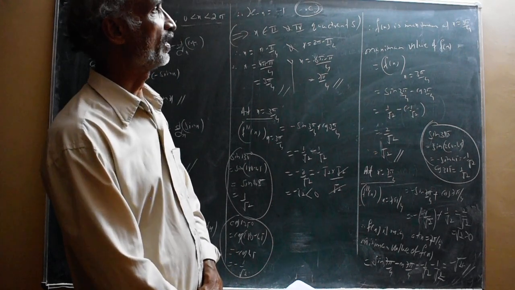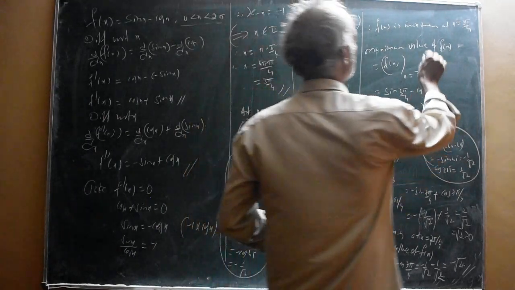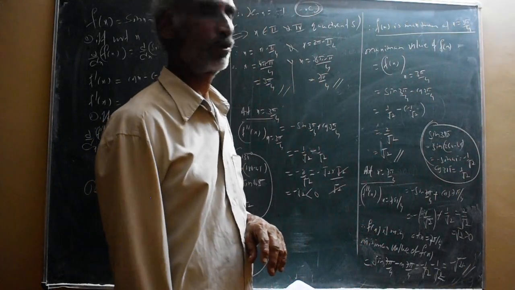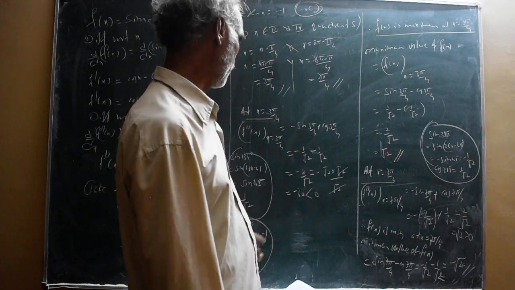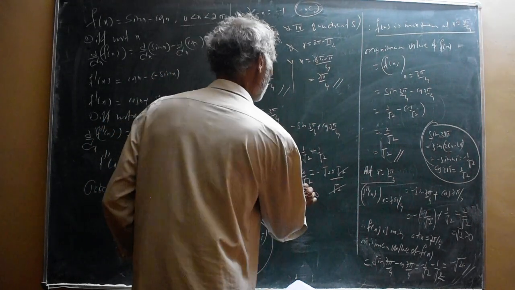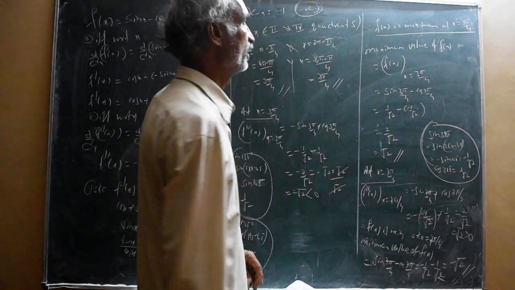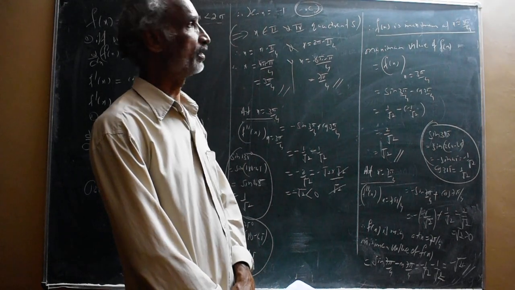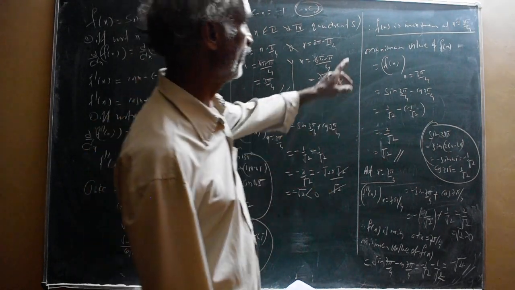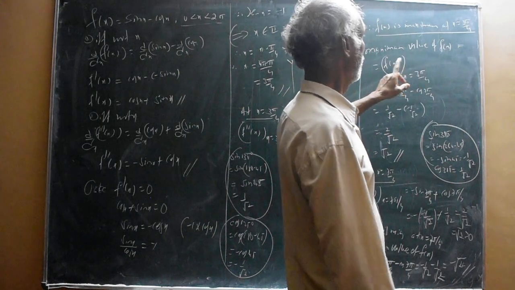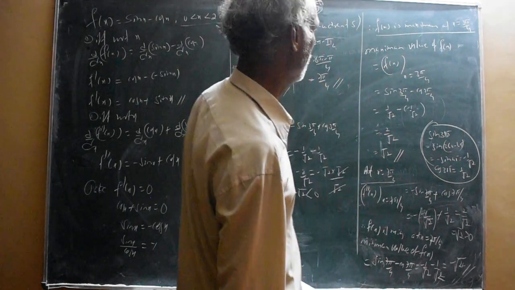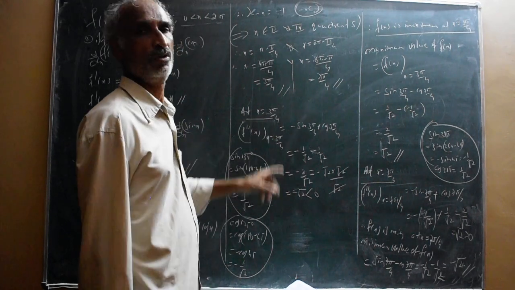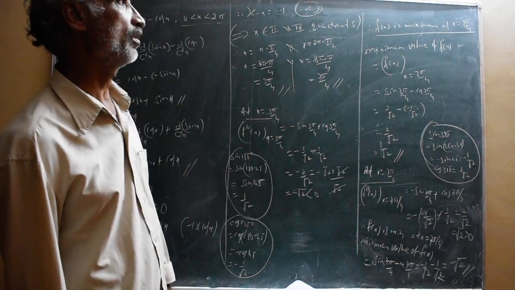Therefore f of x is maximum at x equal to 3 pi by 4. F double dash of x is negative means f of x is maximum at x equal to 3 pi by 4. Therefore what is the maximum value of f of x? In f of x, you take x equal to that point, 3 pi by 4. To get the maximum value, you have to substitute the x value.